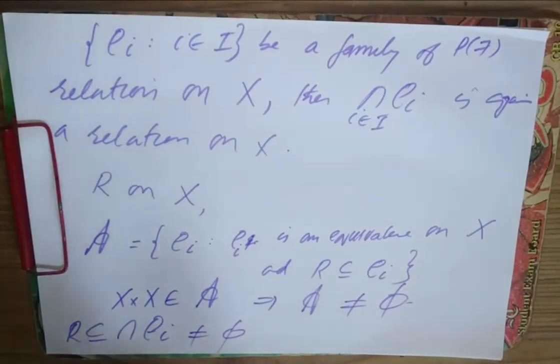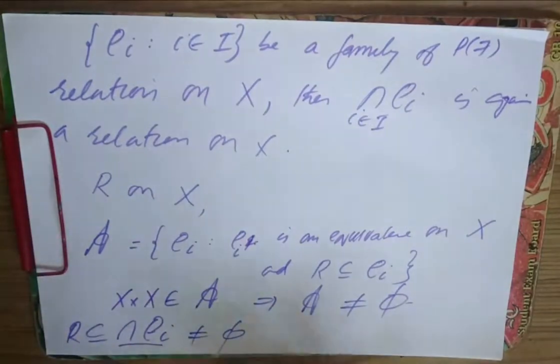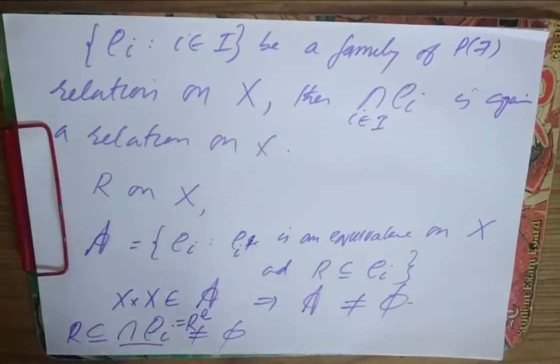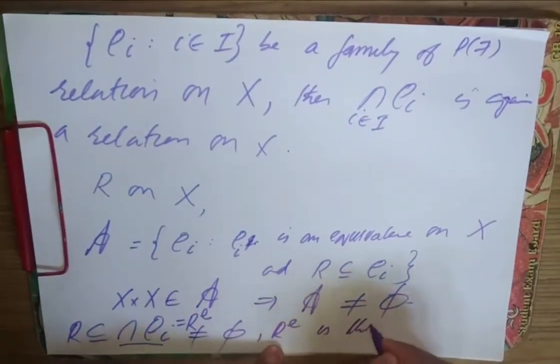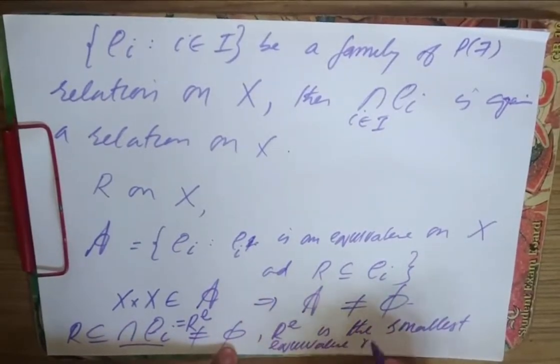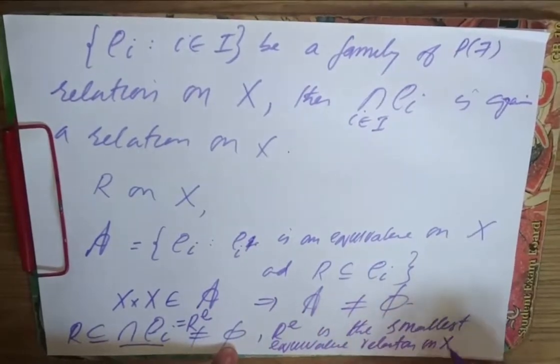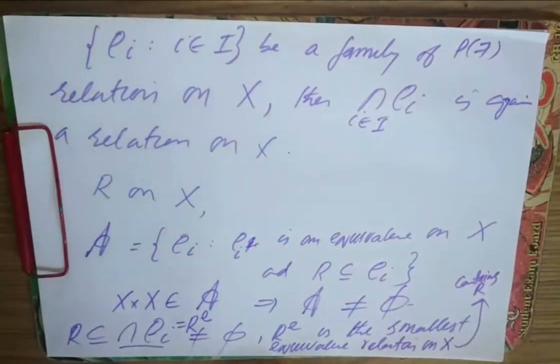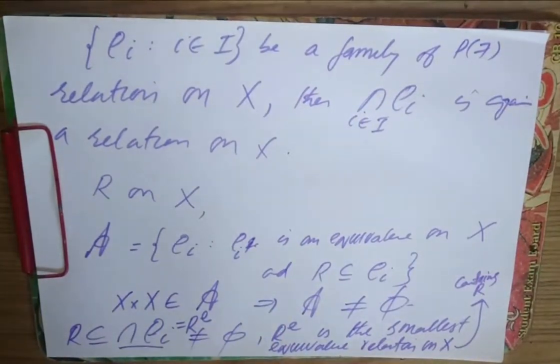But this equivalence relation is the smallest equivalence relation containing R, because it is the intersection of all the equivalence relations containing R. It is the smallest, and it's denoted by R^e. Let's denote this by R^e. So this R^e is the smallest equivalence relation on X containing R. It's the smallest because it is the intersection of all the equivalence relations containing R.